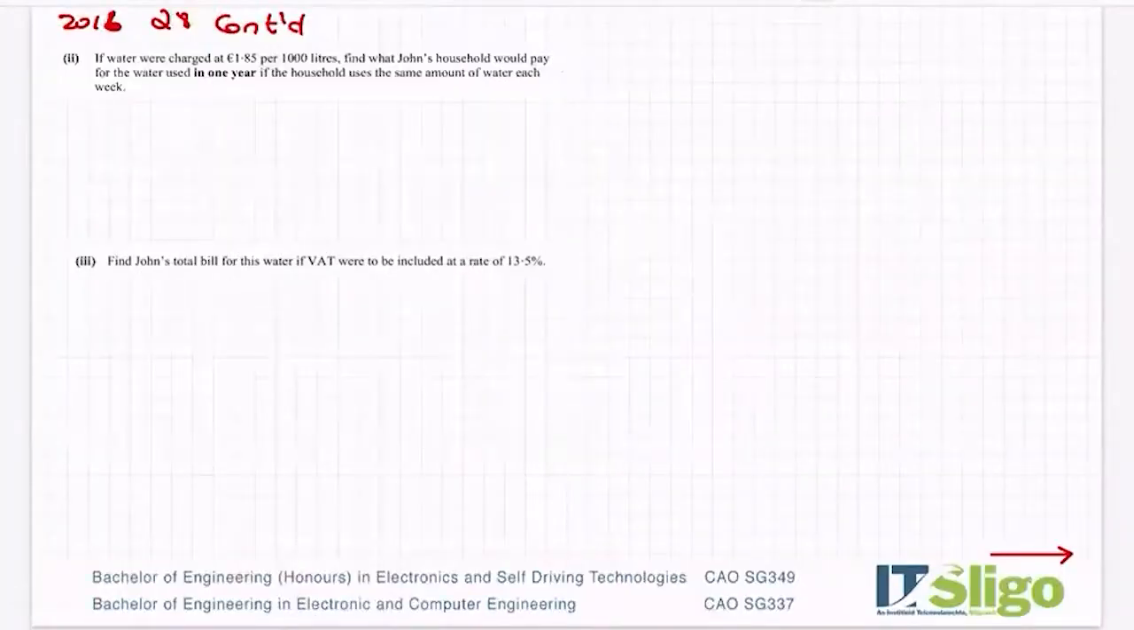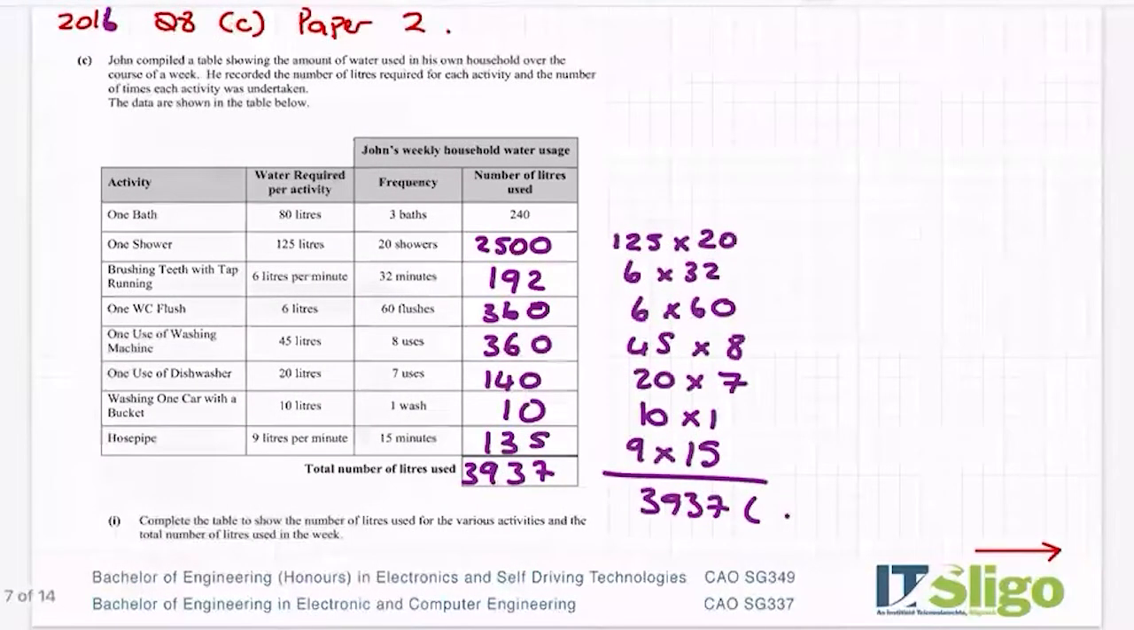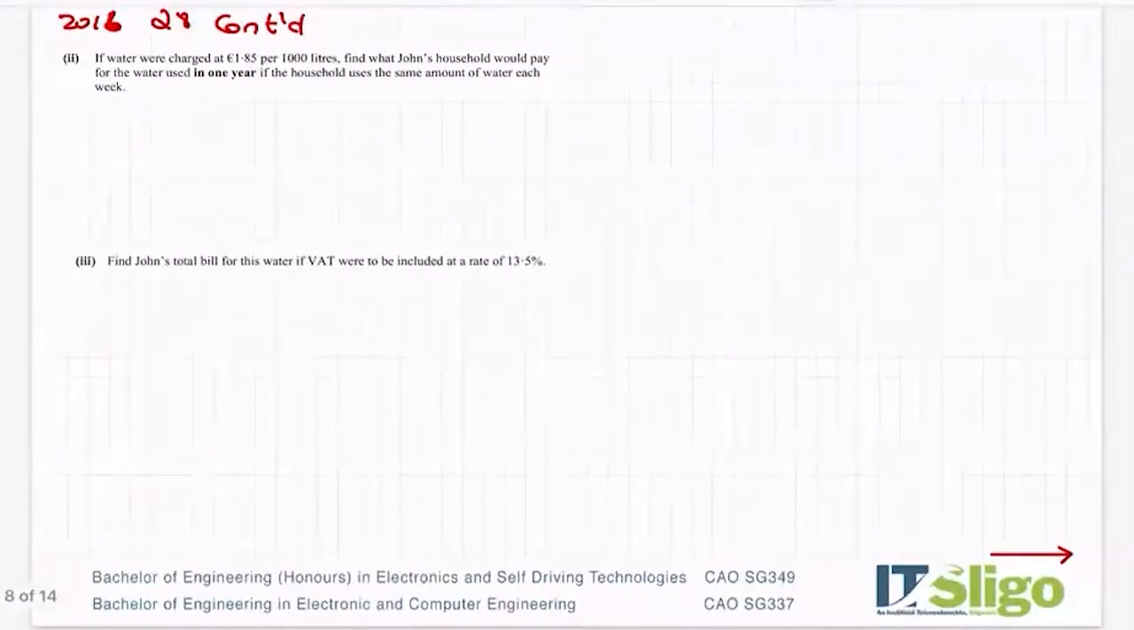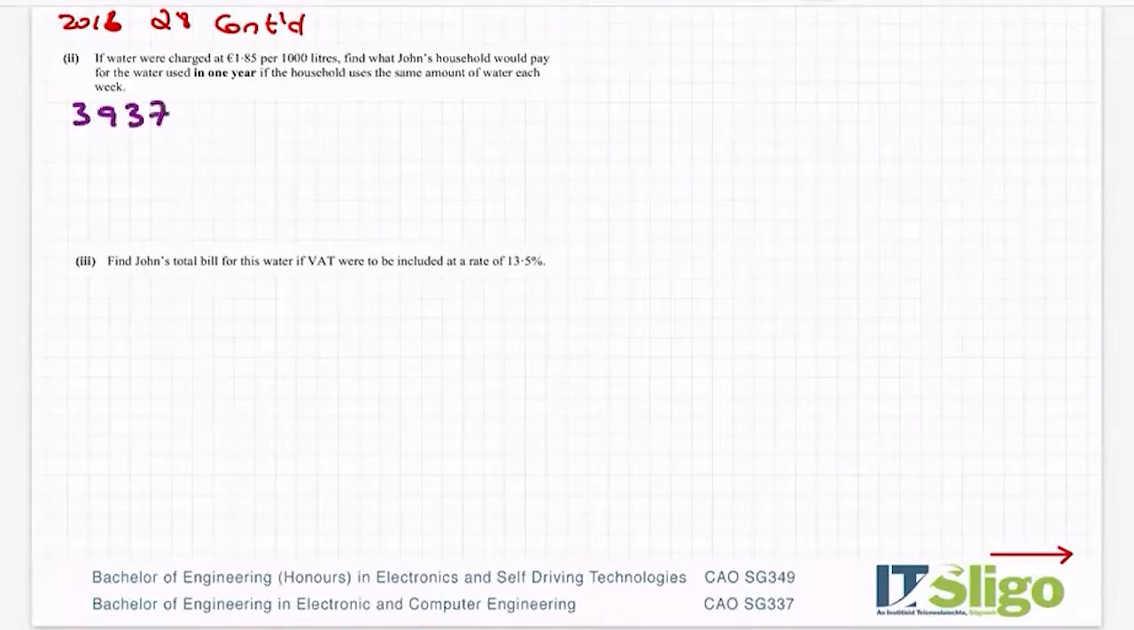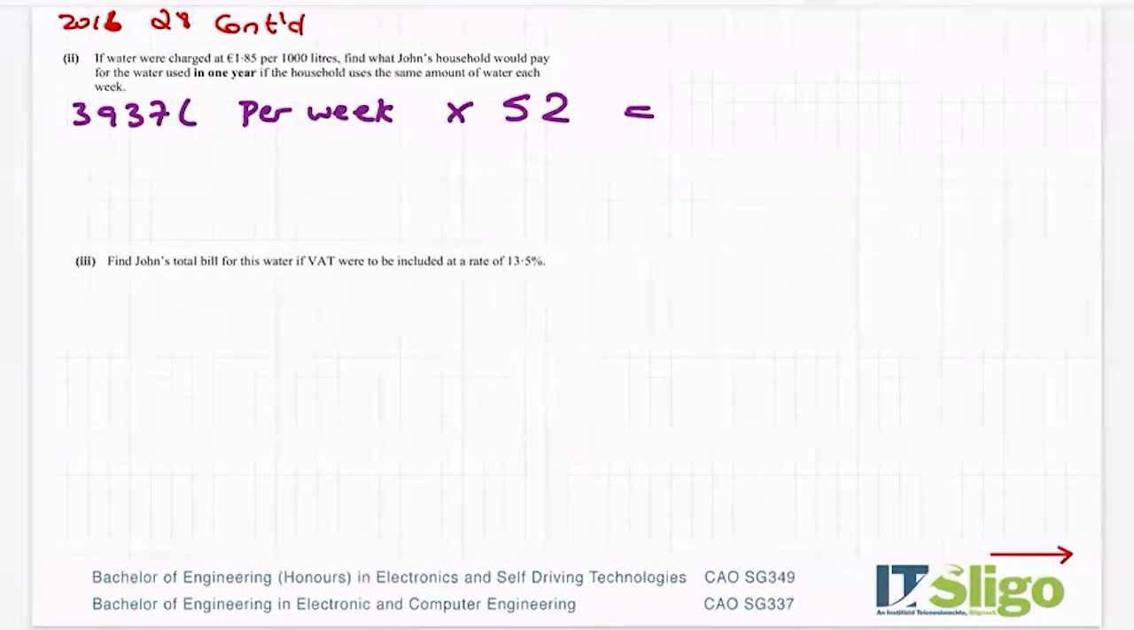If water was charged at 1.85 per 1,000 litres, find what John's household would pay for the water used in 1 year if the household uses the same amount of water each week. So I presume this is per week, over the course of a week. Okay, so 52 weeks in a year. And if we have 3937 litres per week, then we multiply this by 52. I can't do that in my head. 3937 multiplied by 52, and I'm getting 204,724 litres.